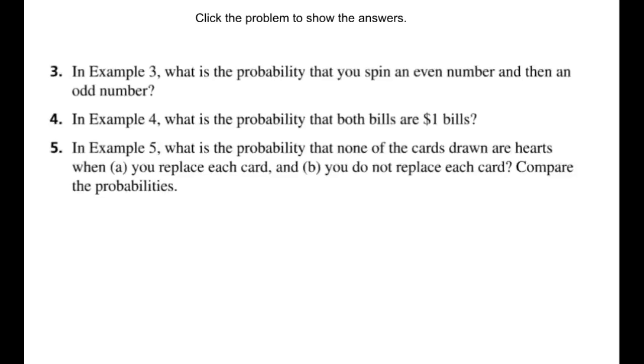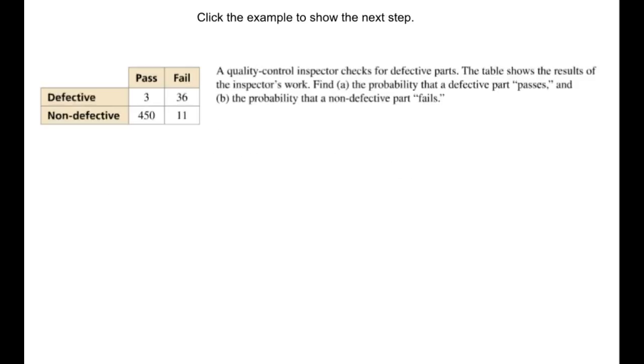So here are a couple more that I want you to try and see how you do. First, you always want to think of, is this dependent or independent? And then from there, you know how you can find the probabilities. So here we're looking at example number 6. A quality control inspector checks for defective parts. The table shows the result of the inspector's work.